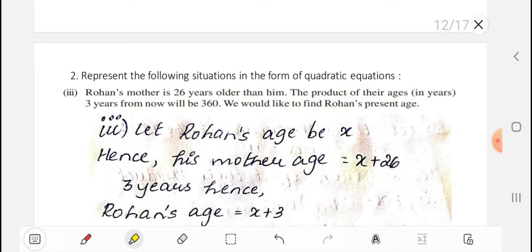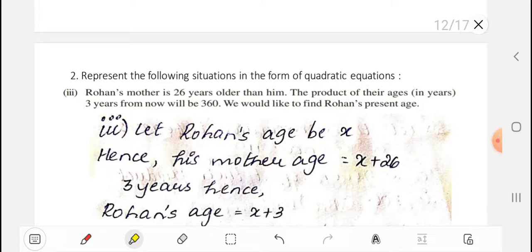One more time while you are reading the question. Rohan's mother is 26 years older than him. The product of their ages in years, 3 years from now, will be 360. We would like to find out Rohan's present age. Third time, read the question and note down the details.